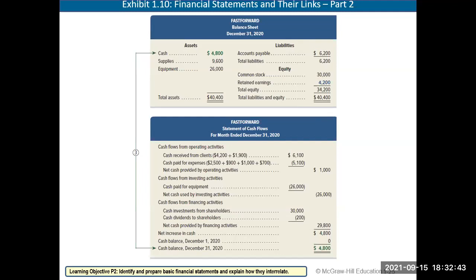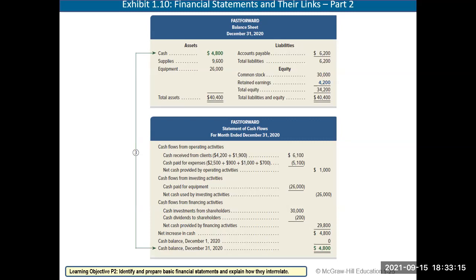Finally, we have a statement of cash flows. And so the cash flows off of the balance sheet onto the statement of cash flows. And there you can see summarized the cash that comes into the business and goes out of the business from operating activities, the cash that comes into the business and goes out of the business for investing activities, and the cash that comes into the business and goes out of the business for financing activities. And at the end, you'll see a summary of what our cash was at the beginning of the period, which was 0 because it was a brand new business, and what it was at the end of the period.